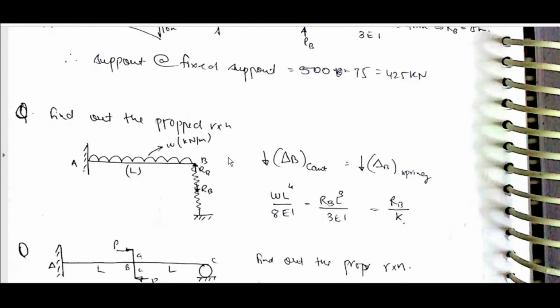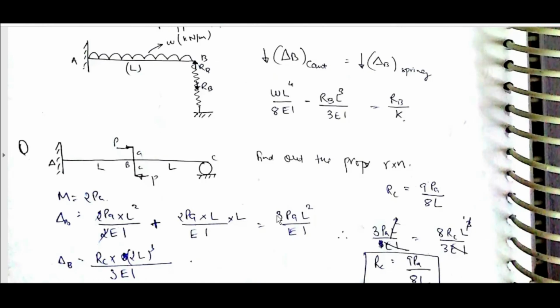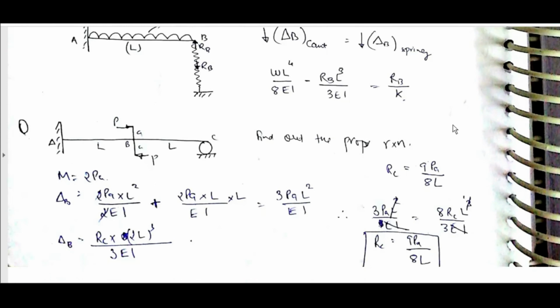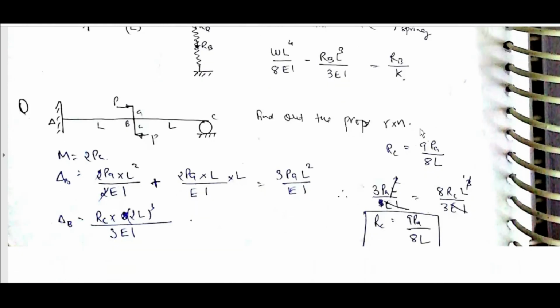Find out proper reaction. Delta V downward of cantilever is equal to delta V downward of spring. WL power 4 by 8EI minus RB L cube by 3EI is equal to RB by K. These are the constraints we are using here, that is compatibility equations.